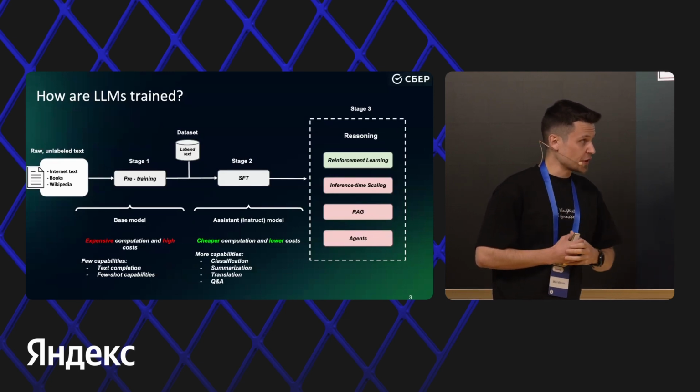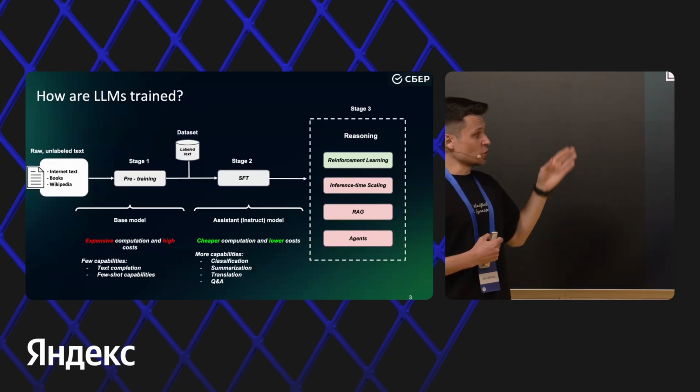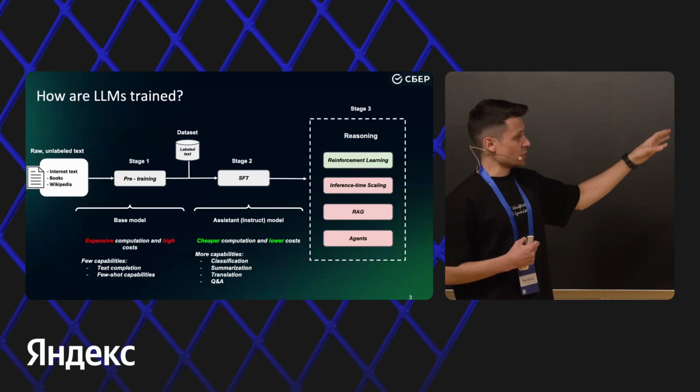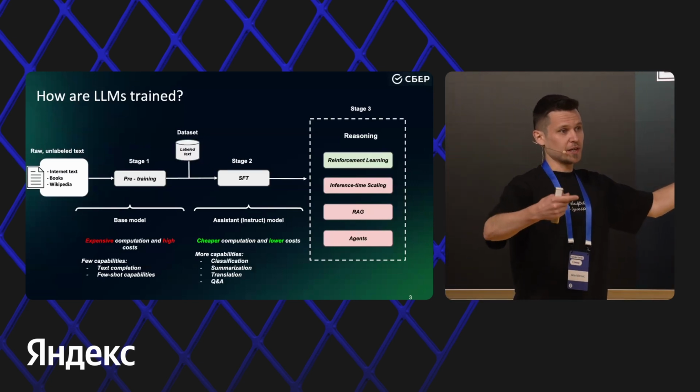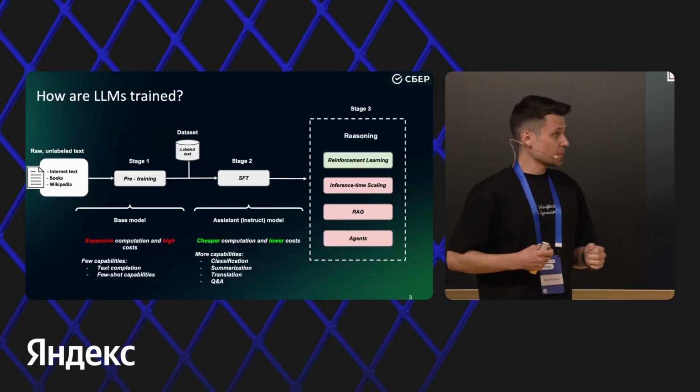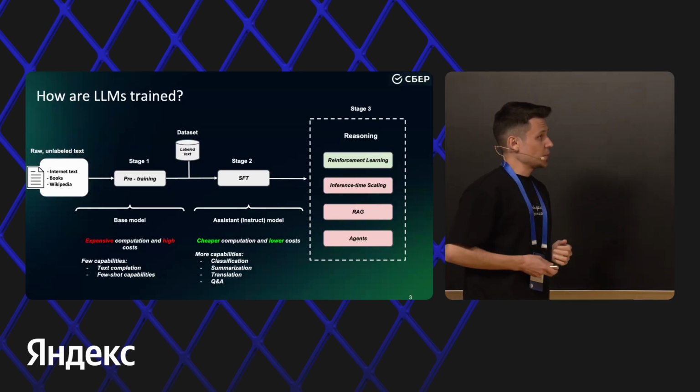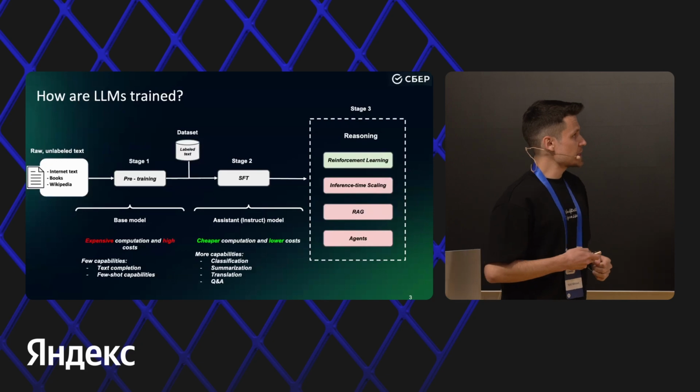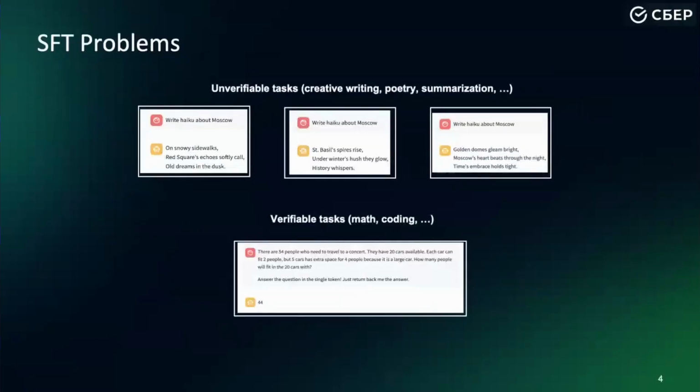Exactly, we'll talk about the reinforcement learning technique that continues training of a base or assistant model, and in this way improves reasoning in large language models. But before we move to talk about reasoning LLMs, we need to talk about the problems that we have in the supervised fine-tuning stage, or second stage. And there are two problems.